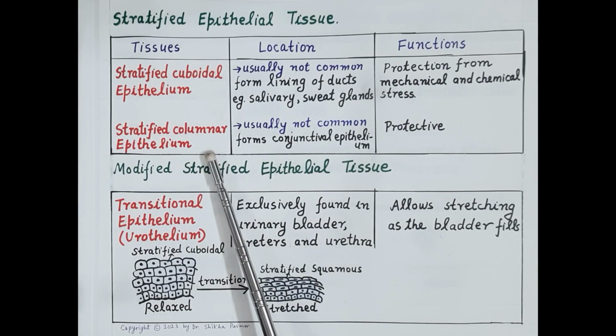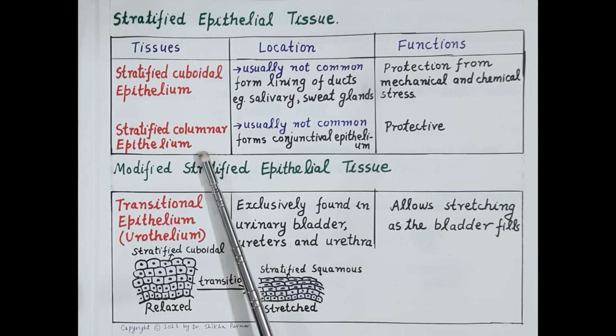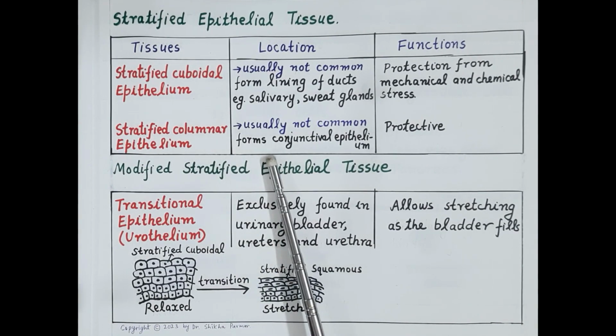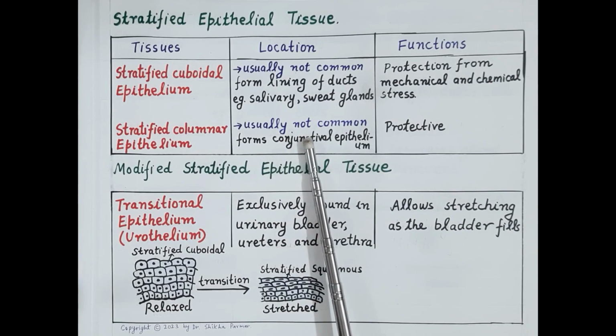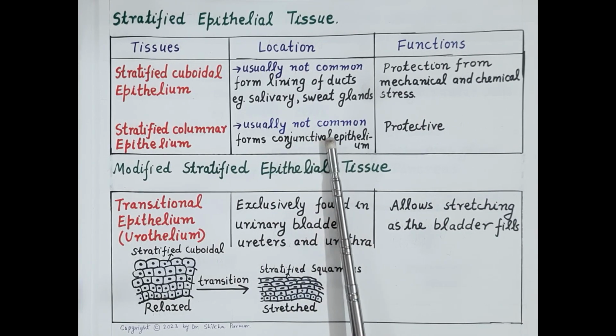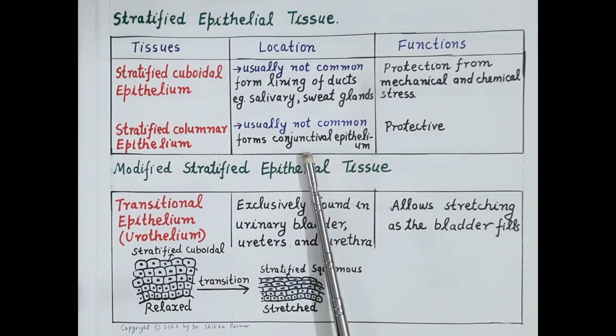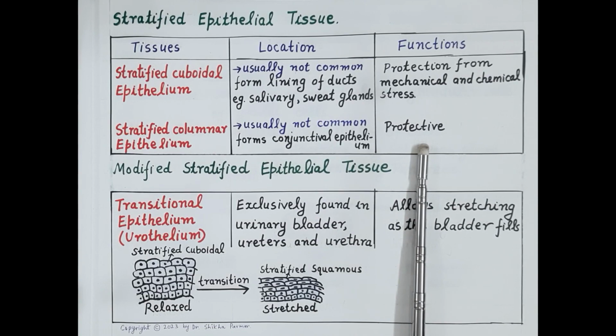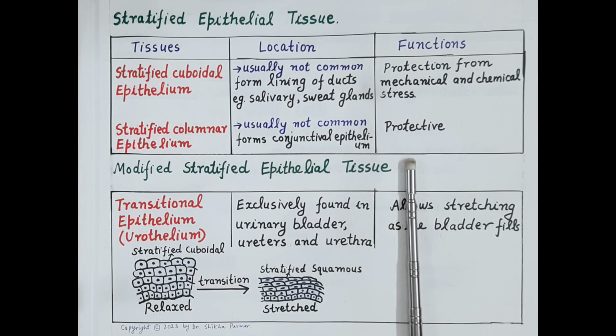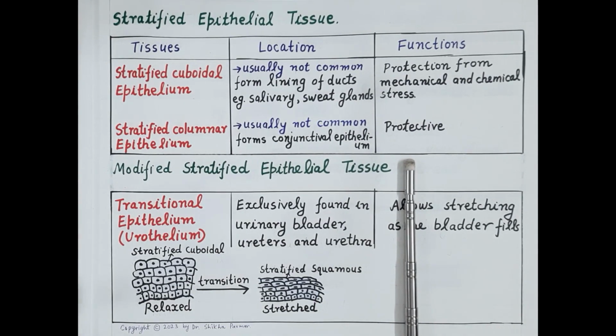Now, the third type of stratified epithelial tissue is the stratified columnar epithelium. So, here the cells in the upper layer are columnar in shape. Now, like stratified cuboidal, this stratified columnar epithelial tissue is also not very common. It forms the conjunctival epithelium, and here also its main function is to provide protection. So, this is about the stratified epithelial tissue.